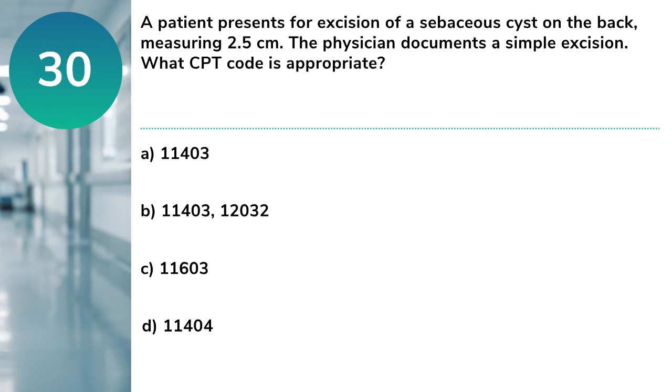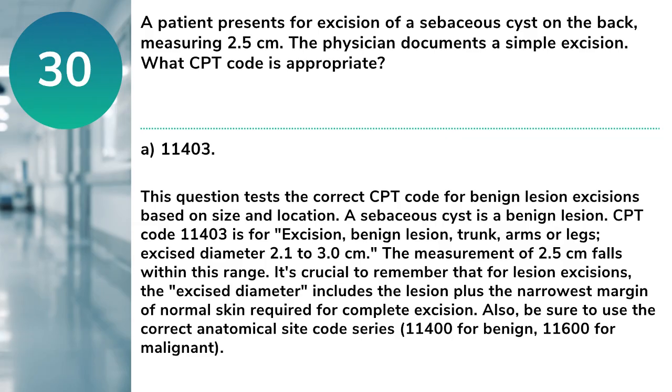Answer: A. 11403. This question tests the correct CPT code for benign lesion excisions based on size and location. A sebaceous cyst is a benign lesion. CPT code 11403 is for excision, benign lesion, trunk, arms, or legs, excised diameter 2.1 to 3.0 centimeters. The measurement of 2.5 centimeters falls within this range.